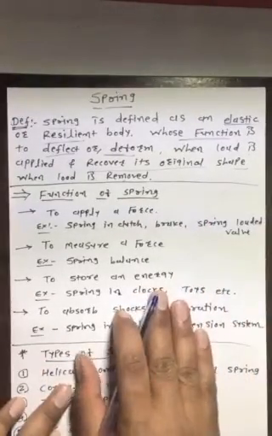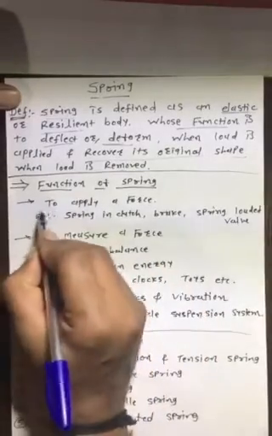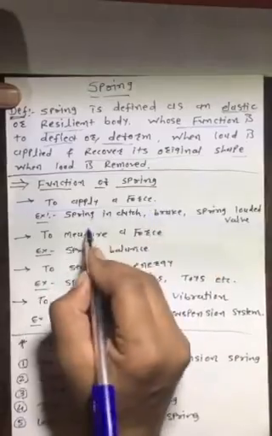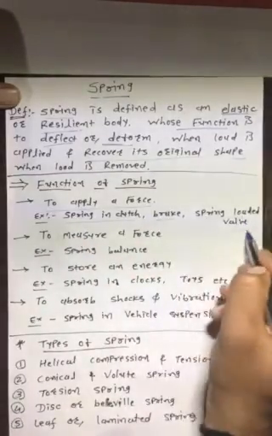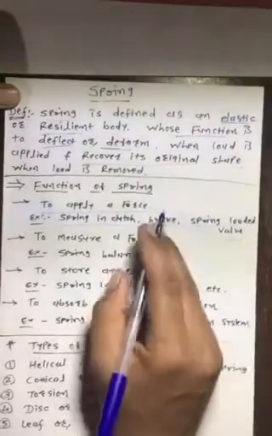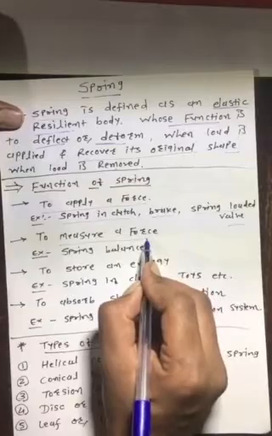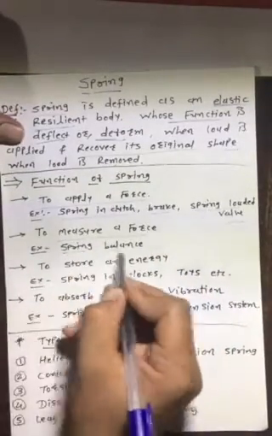Now the function of the spring. There are many types of function. The first one is to apply force, for example, springs in a clutch, brake, spring loaded valve, etc. The second one is to measure a force, for example, a spring balance.